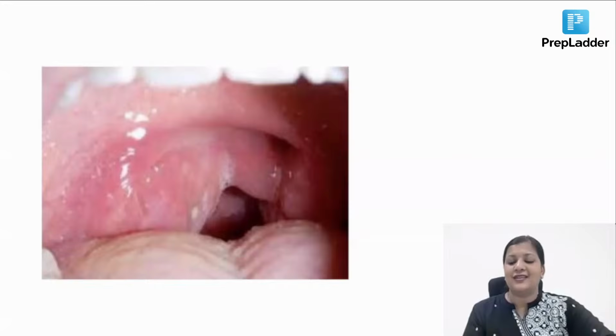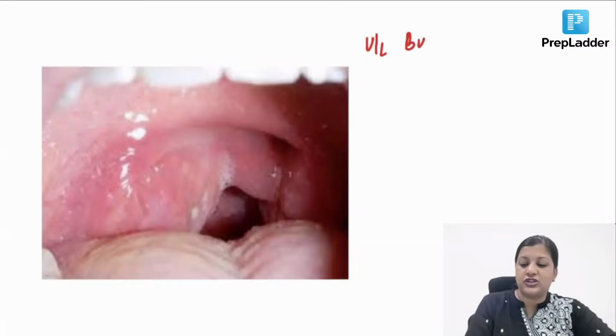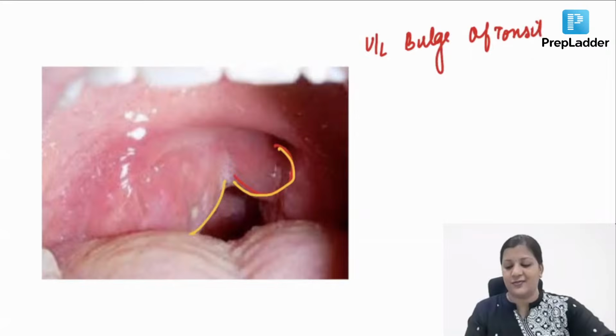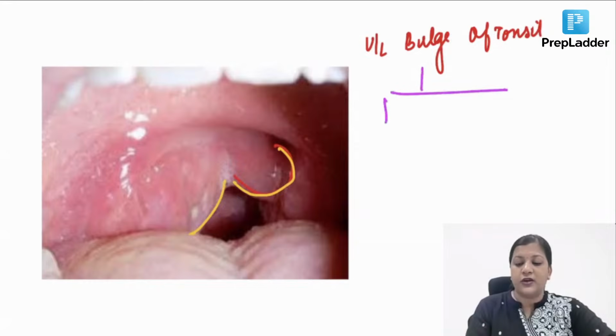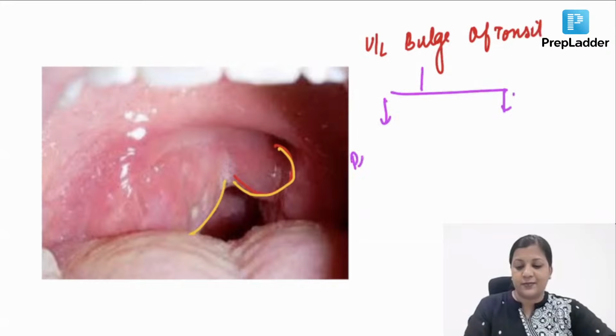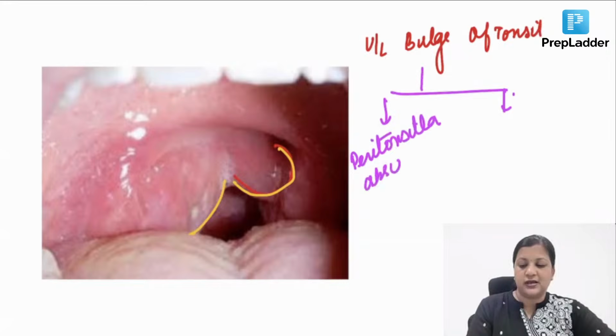Now you're seeing here that there is a unilateral bulge of tonsil, and this is pushing the uvula to the opposite side. So see here, the uvula is being pushed to the opposite side. You're seeing a unilateral bulge of tonsil. What could be your 2 possible differential diagnoses? Yes, either it could be a peritonsillar abscess or quinsy, or it could be a parapharyngeal abscess.